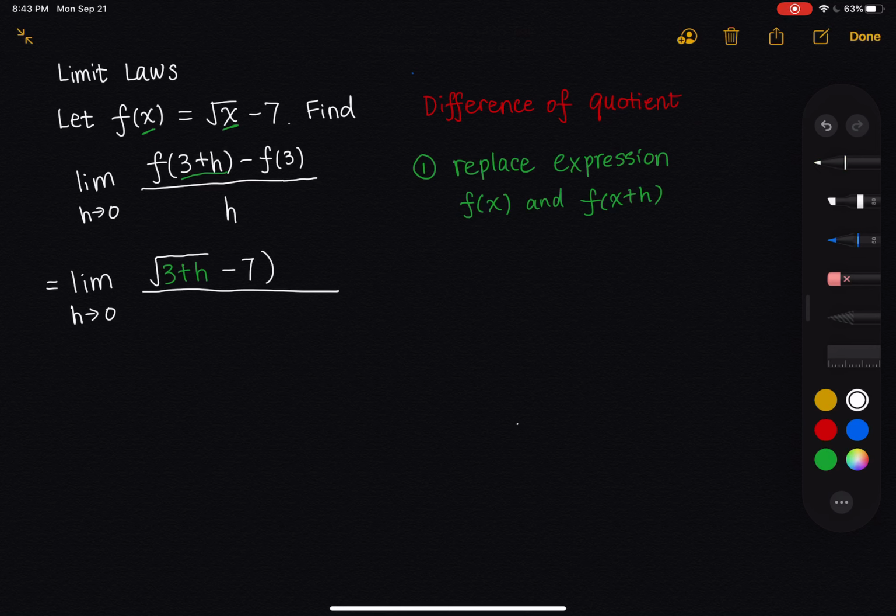So that is the first expression. I suggest you use parentheses because it's very easy to make a mistake, and I have seen a lot of mistakes made without using parentheses. The reason is that here's a subtraction sign, so when you have a subtraction sign, it's much safer to use parentheses. You can see why very soon. So the next expression is f of 3, which is just the square root of 3 minus 7. And in the bottom is just h.